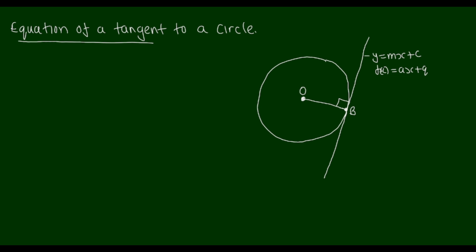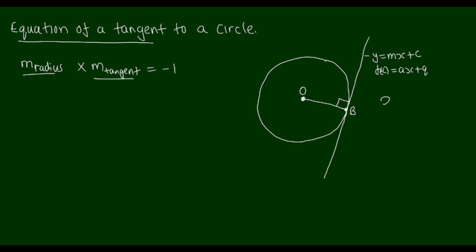Remember, the product of the gradients of lines that are perpendicular to each other is -1. We can say that the gradient of the radius times the gradient of the tangent must give us -1. Or we can say the gradient of the radius and the gradient of the tangent are negative reciprocals of each other. Maybe let me remind you what negative reciprocals are.